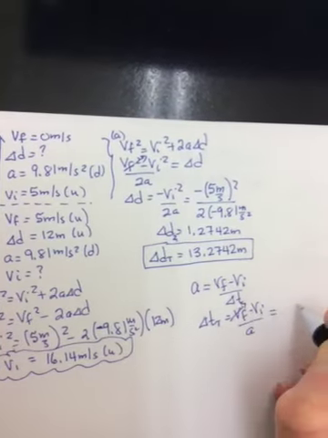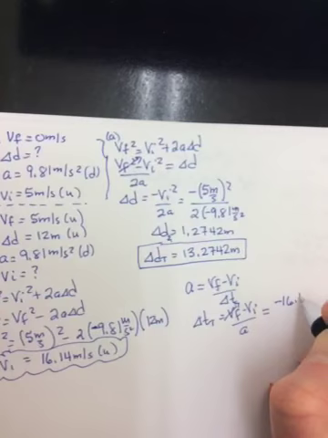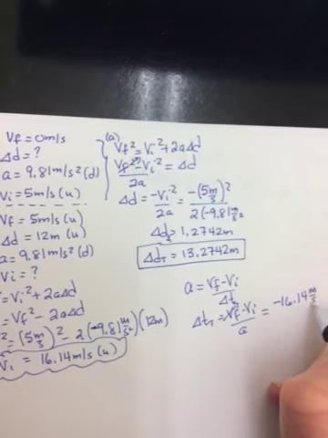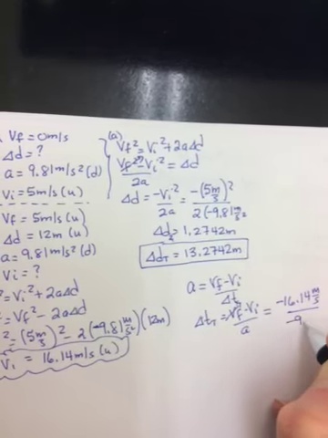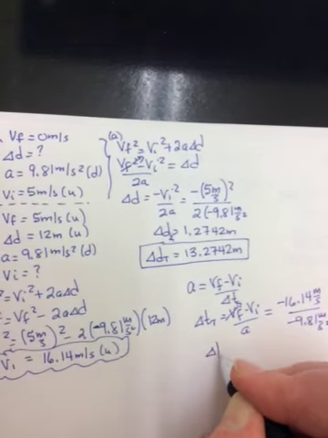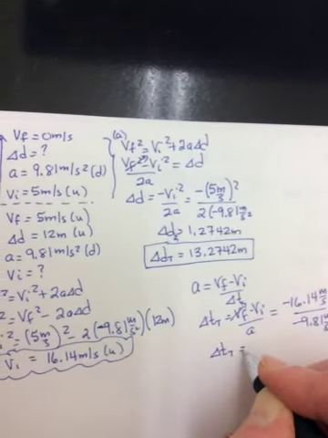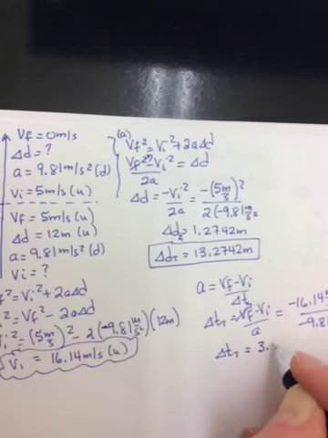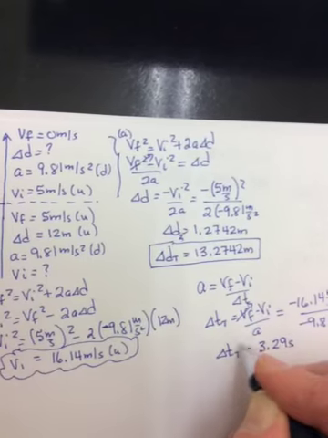So this goes to 0, so that negative 16.14 meters per second that you still have in your calculator, divided by negative 9.81 meters per second squared. And you should get a T total of something like 3.29 seconds.